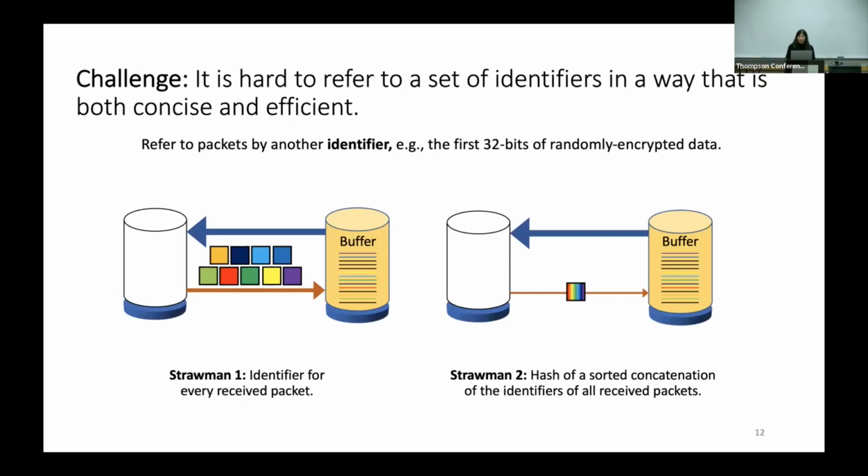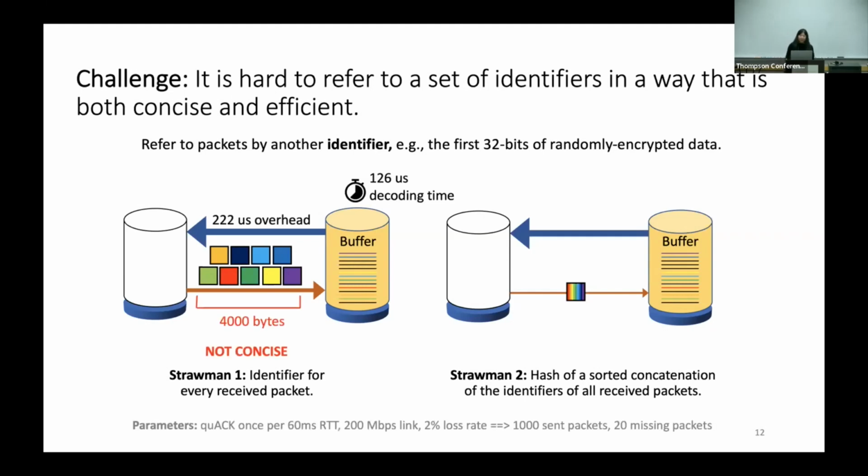Now, the second challenge with designing a quack is how to concisely and efficiently refer to a collection of identifiers. With sequence numbers, I could say, I received up to packet 10, and that includes everything before 10. But now that these identifiers are random looking, this becomes a harder problem. On the left, our first straw man is if the sender of the packets simply keeps a buffer of all the packets that it's sent, and then the receiver echoes back the identifier of every packet it's received, the sender can just take a difference between what it's sent and what it's received to determine what's missing.